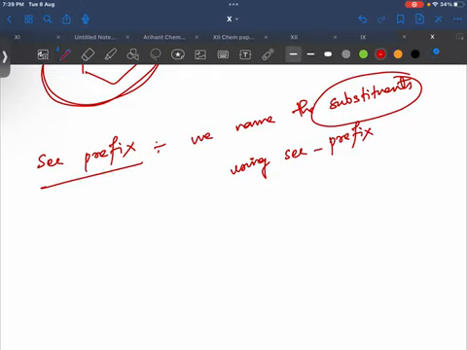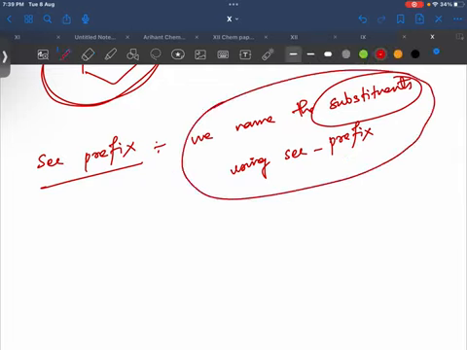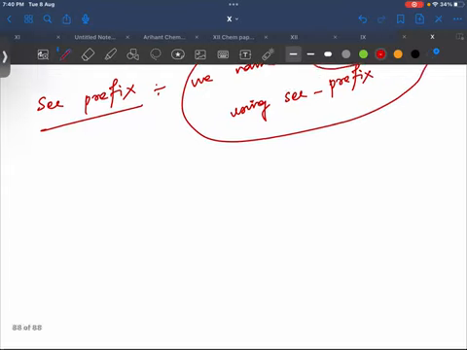For example, let's say you want to write the name of this one. Okay, this we'll talk about later. But you should just write this down. We name the substituents using secondary prefix. Why do we use secondary prefix? To name the substituents. What are substituents? I will let you know. But before that, just write down the names of these as practice.